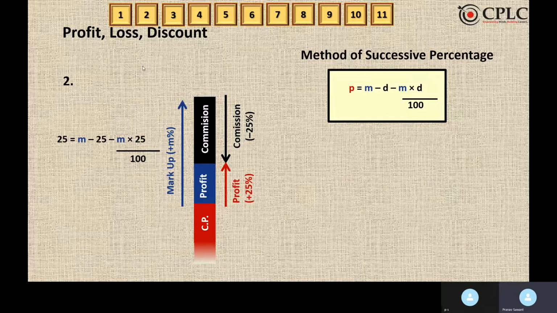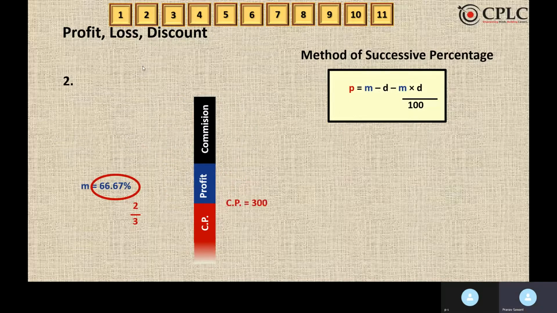And by applying the formula, we will get the value of M, that is 66.67%. Now 66.67, the fractional value is 2 by 3. So let us assume a multiple of 3, that is 300. So cost price is 300. We can say that markup is equal to 200. As 3 is equal to 300, 2 will be equal to 200. So markup will be 200 and mark price will be 500.